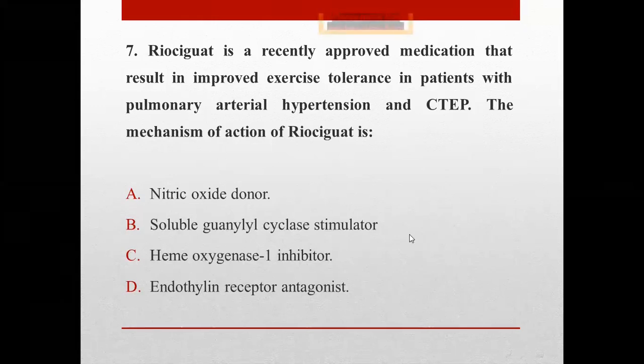So I can see that there is a consensus that the correct answer is B. Well, it is B. So the mechanism of action of Riociguat is that it is a soluble guanylyl cyclase stimulator.